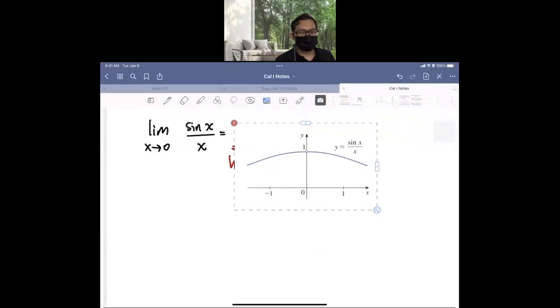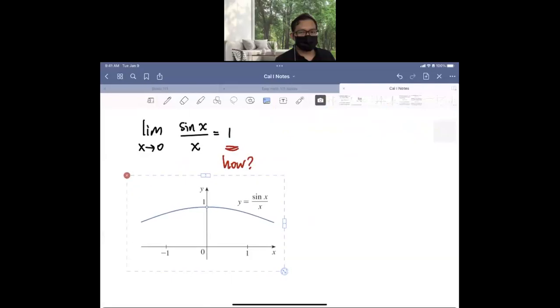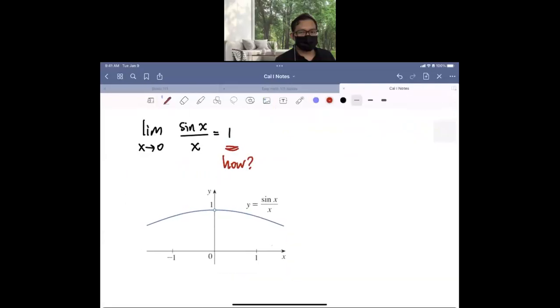This is the graph. This is the first reason. How do we know this is equal to 1? From the graph. That is the first thing that we can do. We can graph it, and then we can see that it's approaching 1.